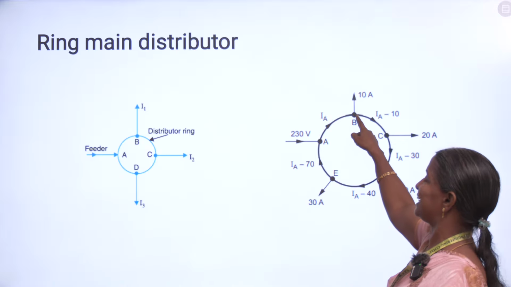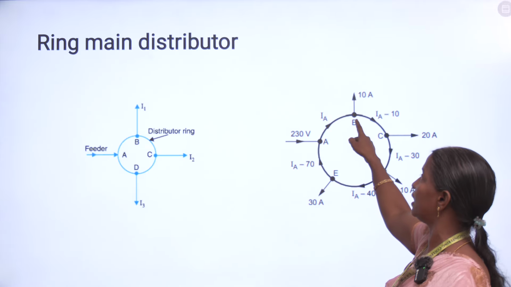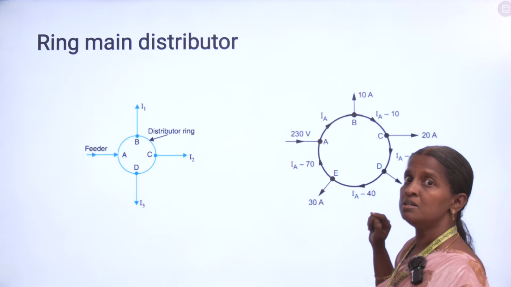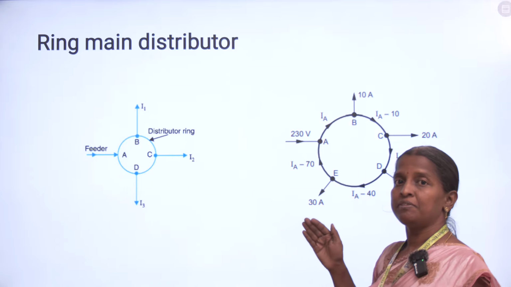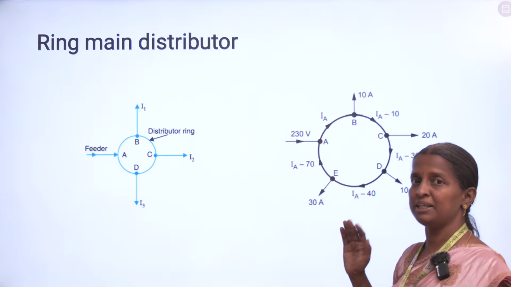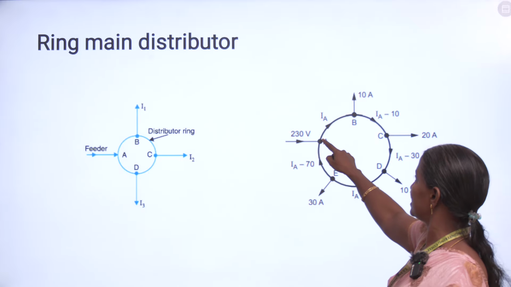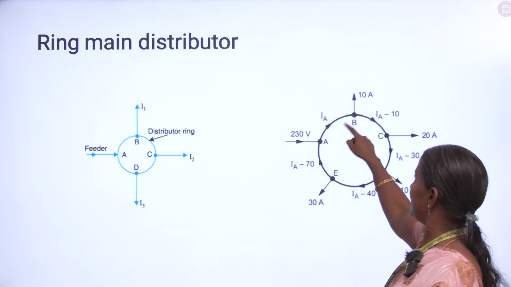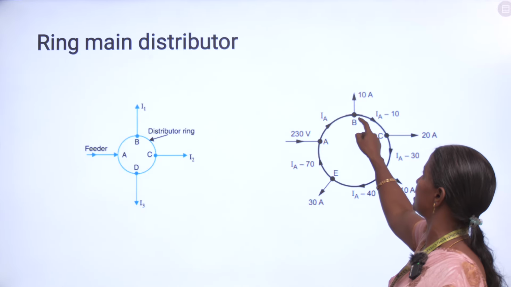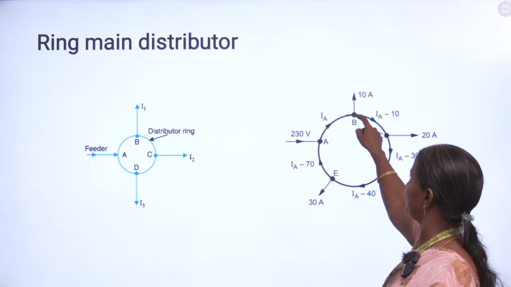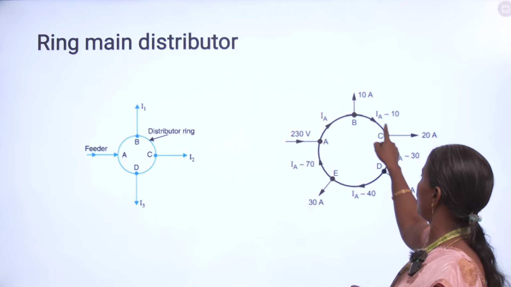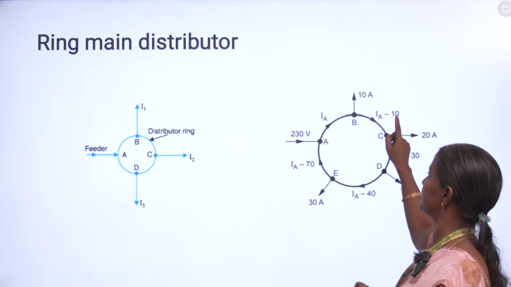So if you are applying KCL, that is Kirchhoff's current law. So what is Kirchhoff's current law? Sum of incoming currents equals sum of outgoing currents, or the algebraic sum equals 0. That is IA, this current is towards the node, so it is plus, and if 10 amps goes outside, it is minus 10 amps, and automatically this will become IA minus 10.